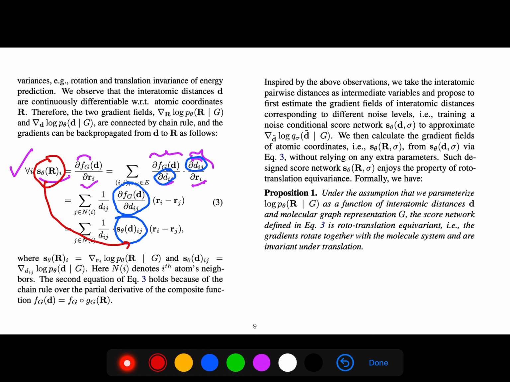And so we take the interatomic pairwise distances as intermediate variables and propose to first estimate the gradient fields of interatomic distances corresponding to different noise levels, for example, by training a noise conditional score network.